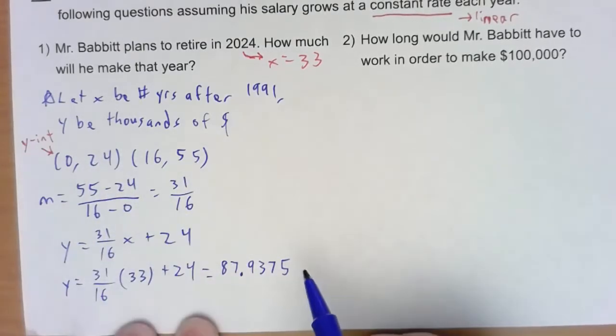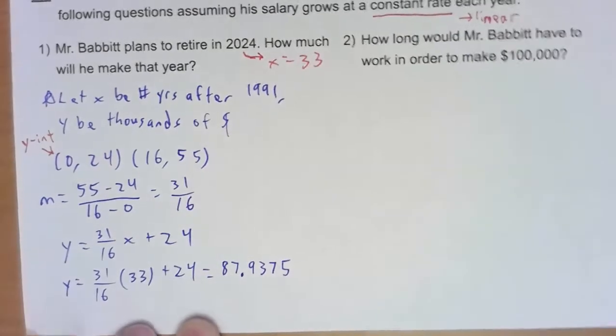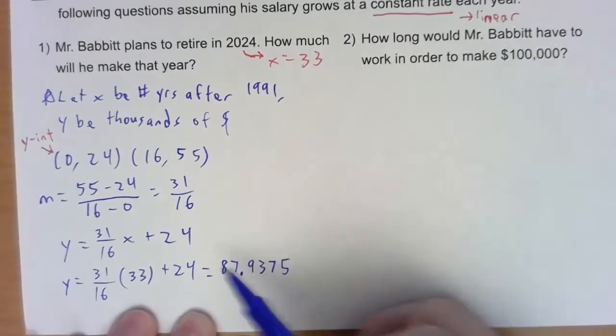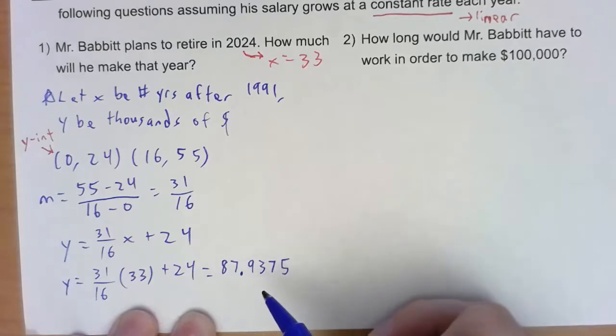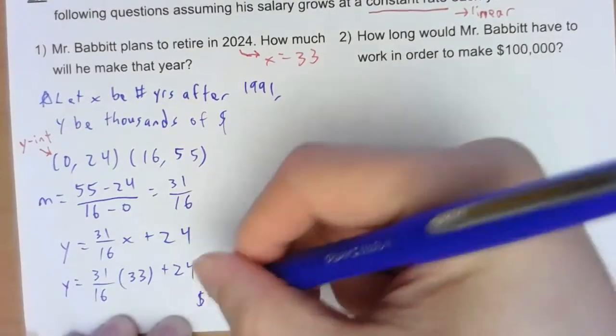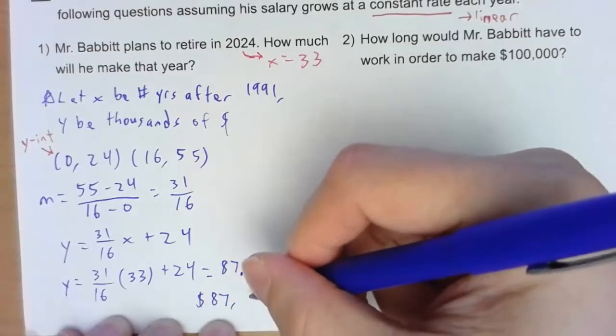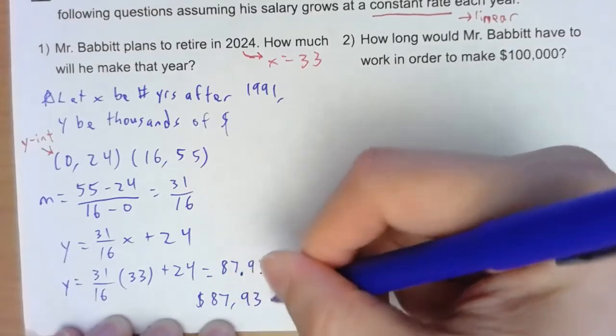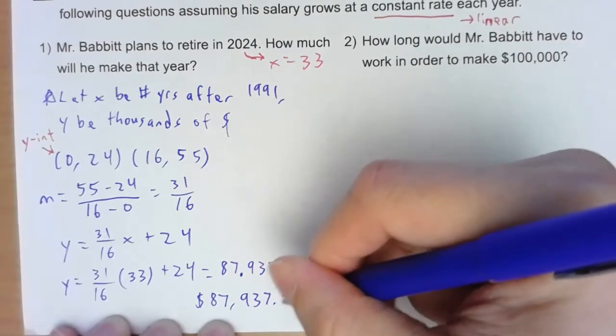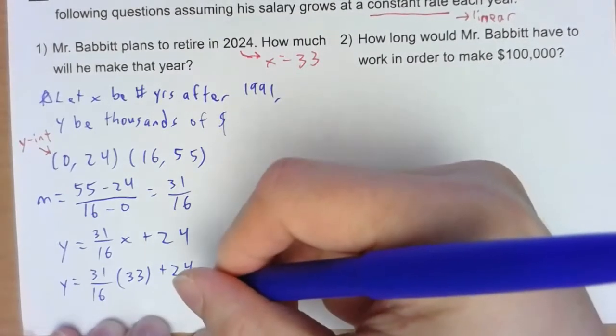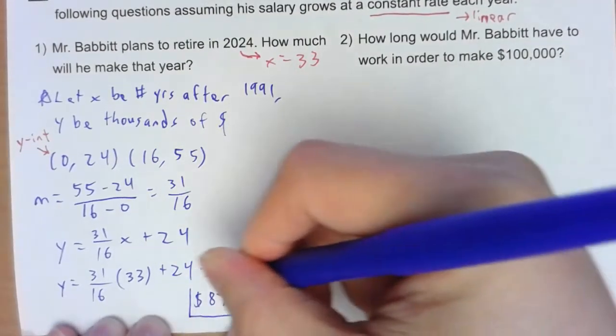I just have to remember at the end then to interpret this, understand what this means. I'm going to have to multiply this by 1,000. This is 87,000. So Mr. Babbitt, according to this model, would be making $87,937.50.